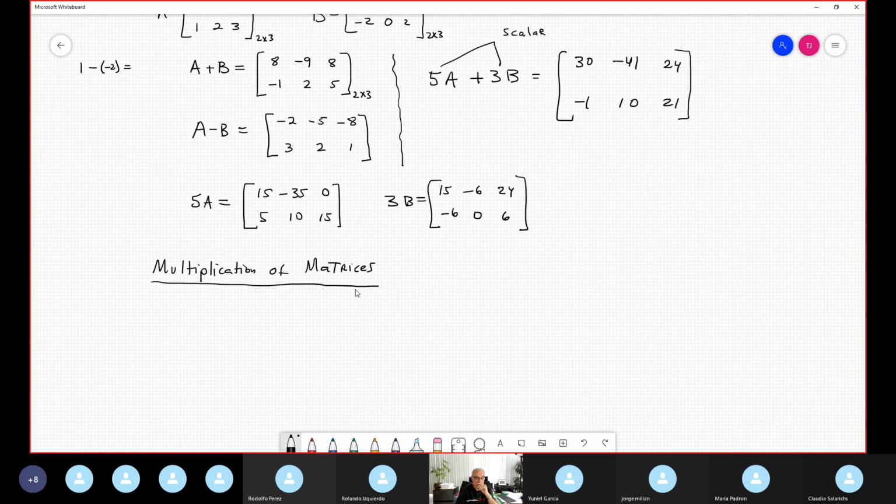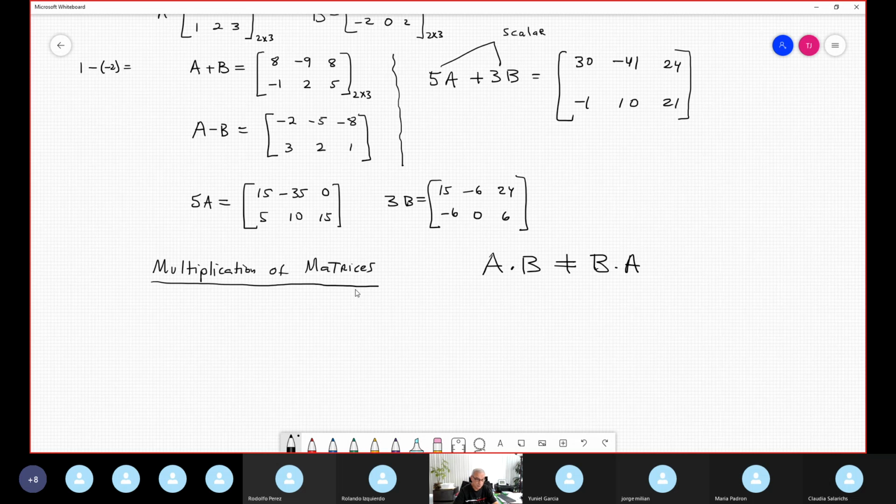Okay, the multiplication of matrices is a little bit complicated because frequently A times B, suppose A and B are two matrices, does not equal B times A. Sometimes in some cases yes, but in the majority, in general, no. The multiplication of matrices is not commutative. You interchange them, you get different answers. So what is the procedure?